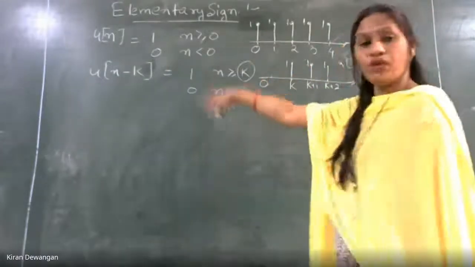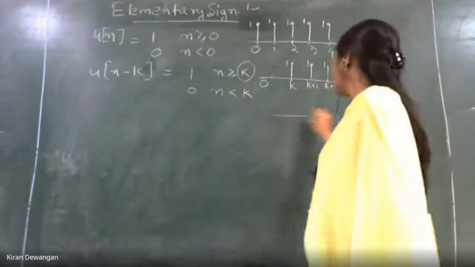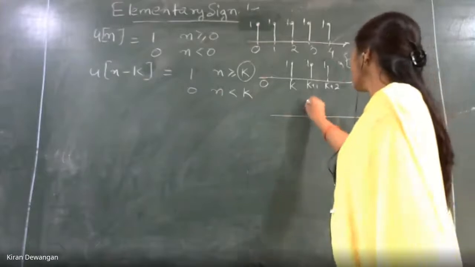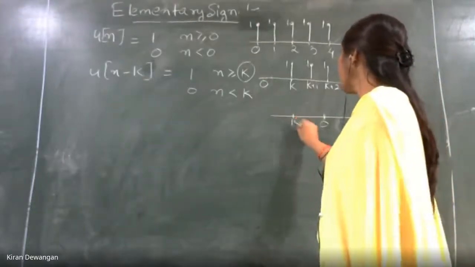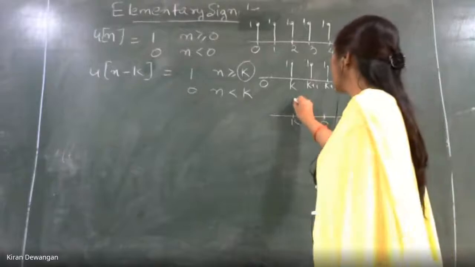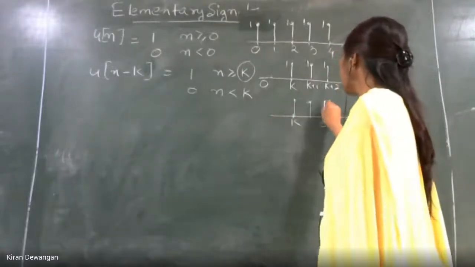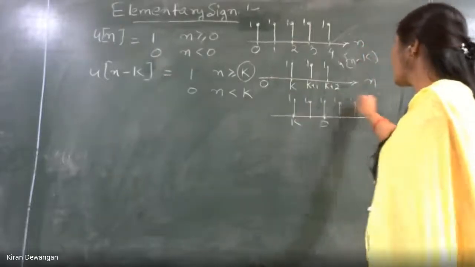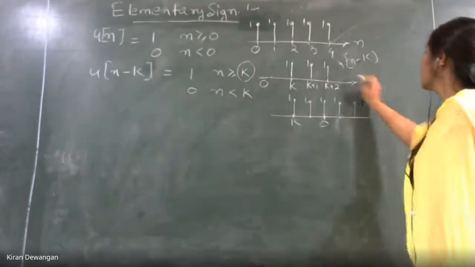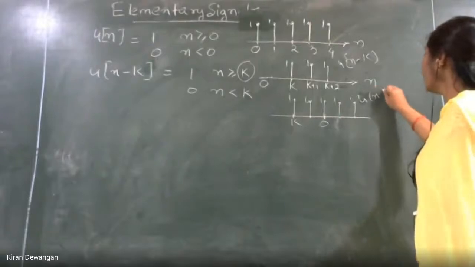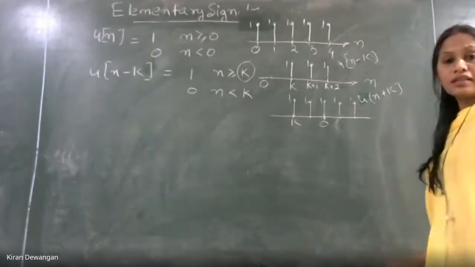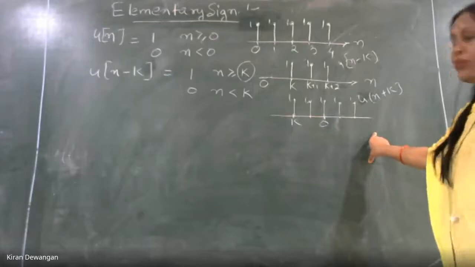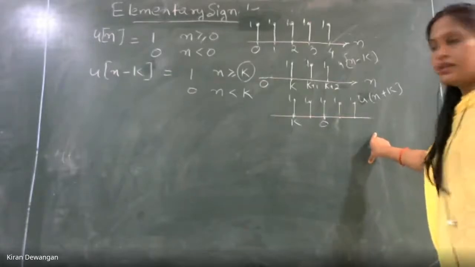Similarly, we will have u of n plus k, which will be shifting from ये 0 है, तो let us suppose we have somewhere here k. तो ये k हो जाएगा, तो ये सारे values आपके 1 हो जाएंगे. ठीक है? This will be u of n plus k. Clear? So this is how we'll plot our discrete.